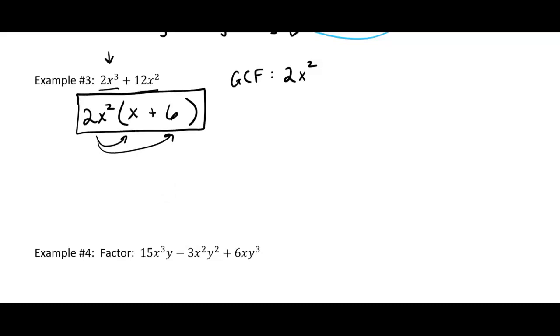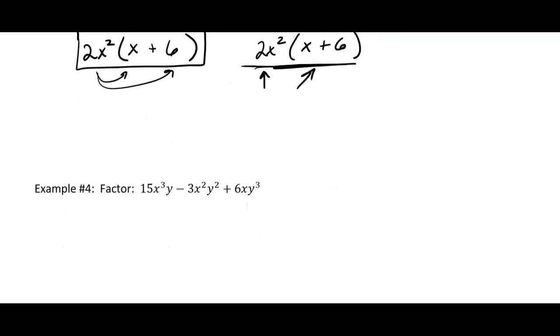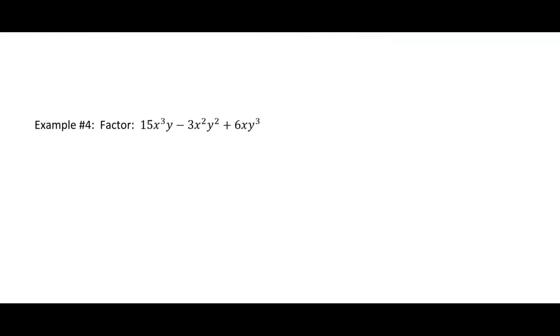You can write out a formal check if you want to. Why is it factored? Because you have 2x squared times x plus 6. Now it's multiplication here. Instead of stuff plus stuff, I have stuff times stuff. Okay. Hopefully you'll get the hang of it. We do a lot of these. I hope it's making sense.